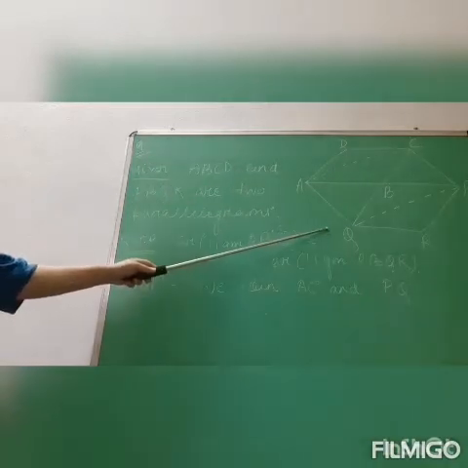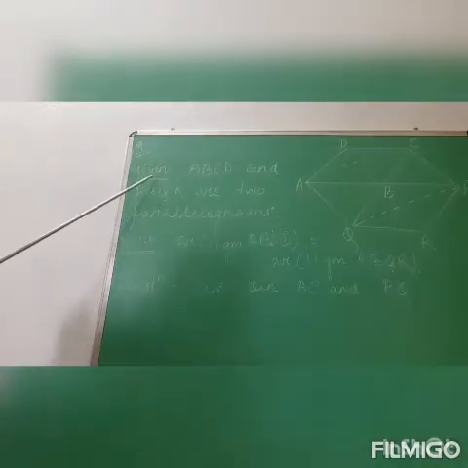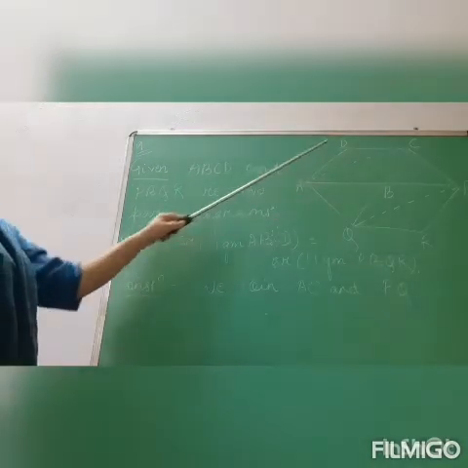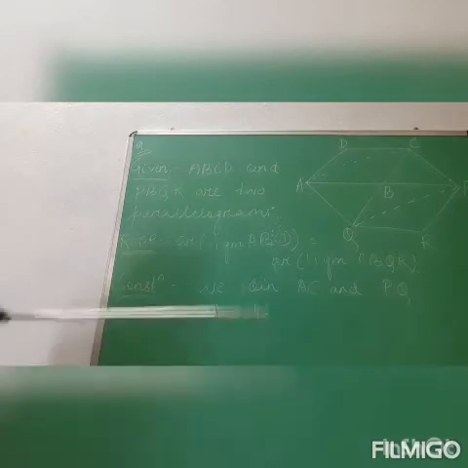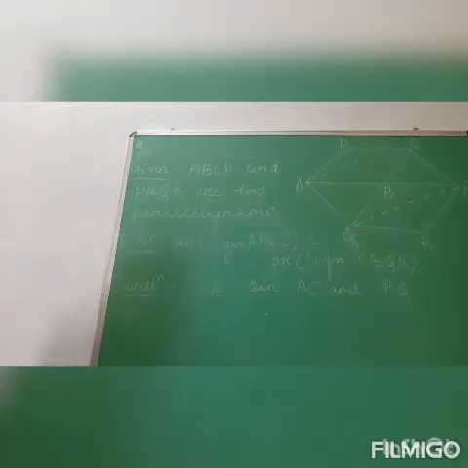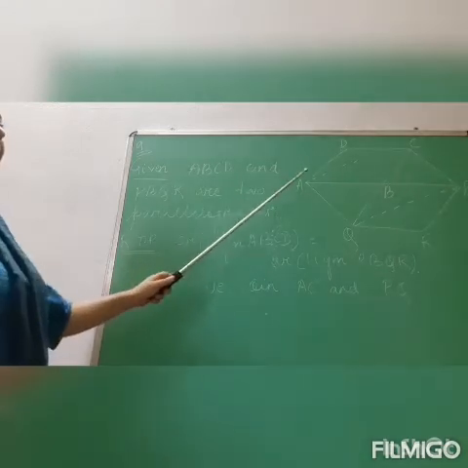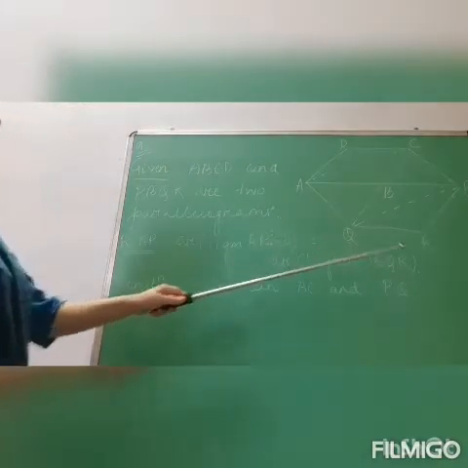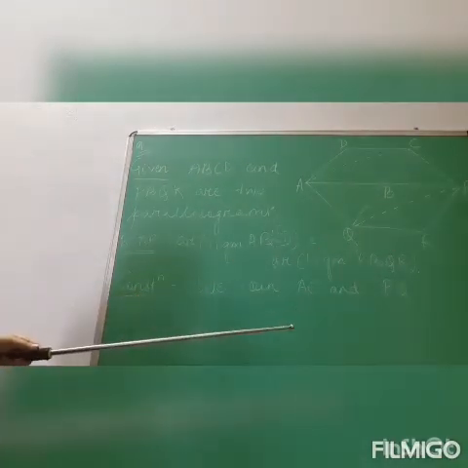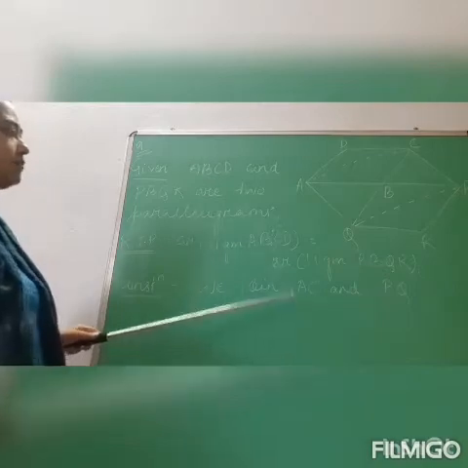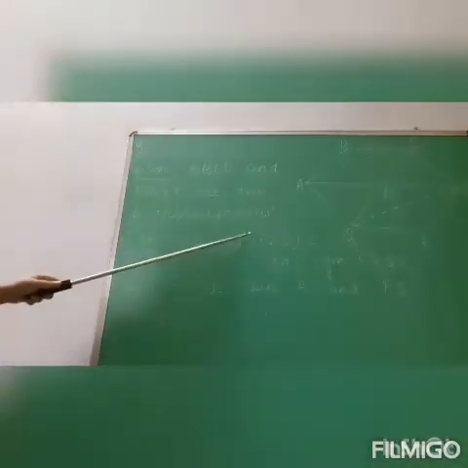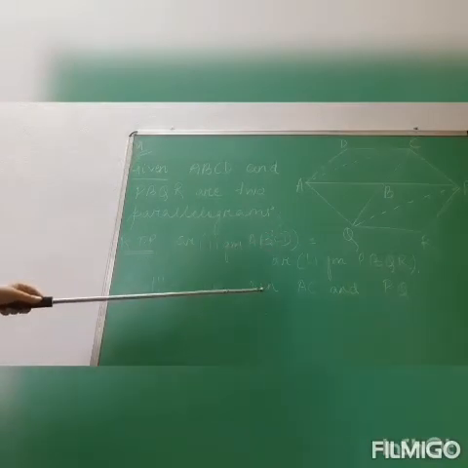This is the figure for question number 9. In the given, ABCD and PBQR are two parallelograms. We need to prove here that area of parallelogram ABCD is equal to area of parallelogram PBQR. For this question, we have done a small construction: we have joined AC and QP. So now let us proceed to the proof.